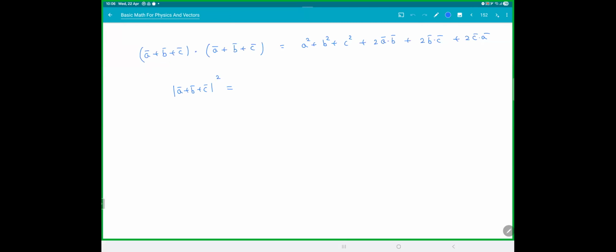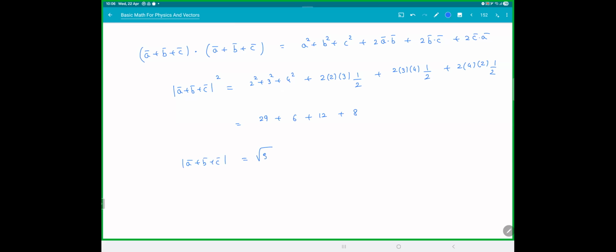A is 2, B is 3, C is 4, right? So this is 2², 3², 4². This is 2 into 3, remember cos 60 is half, because the angle between any two of them is 60 degrees. This is 2 into 3 into half. Then 2 into 3 into 4 with cos 60 half, and 2 into C which is 4 into A which is 2 into half. This should end up with what? That is 4 + 9 + 16 = 29. 2 will go off: 6. 2 will go off: 12. 2 will go off: 8. 6 + 12 + 8 = 26, and 26 + 29 = 55. So |A + B + C| is root 55.